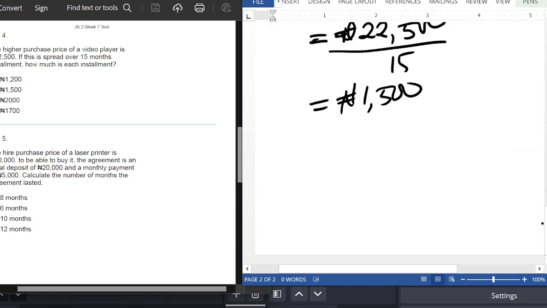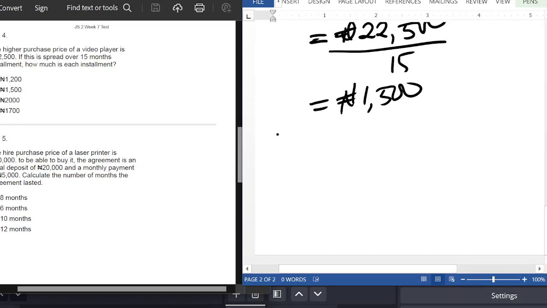So let's go to question number 5. Question number 5 says, this is the last question here. The hire purchase price of a laser printer is 80,000 naira. To be able to buy it, the agreement is an initial deposit of 20,000 naira and a monthly payment of 5,000 naira. Calculate the number of months the agreement lasted.